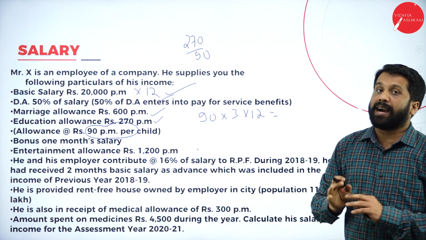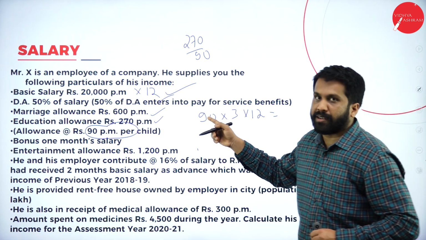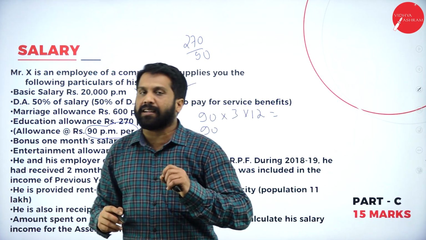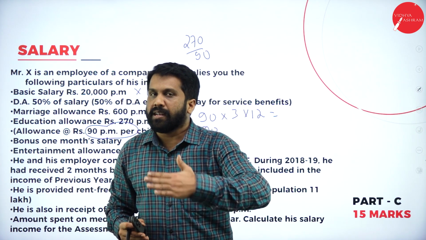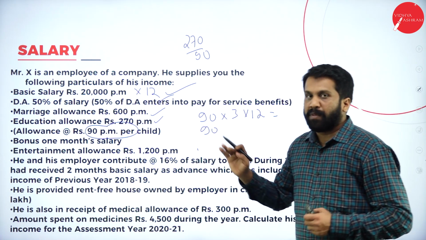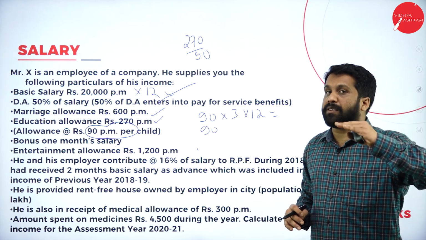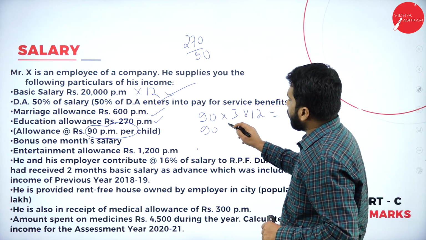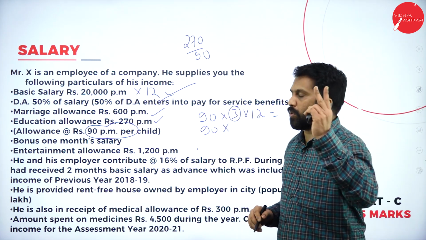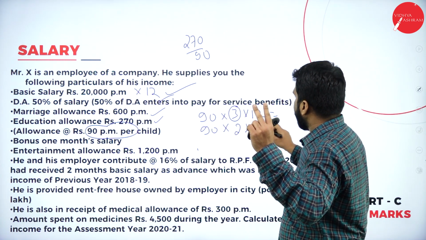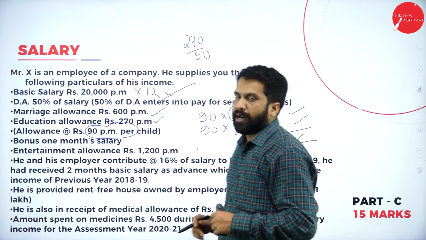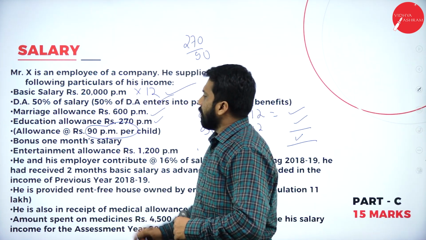What is the exemption? 100. But how much they have given here? 90. So we can restrict to 90. It is not that fixed 100 rupees. Up to 100. If the company itself has given 70 rupees, we should take 70. 100 or actual given, whichever is less. Now, 90 into, they have given for 3, but what is the exemption? Only 2 into 12. So, what is the answer you get? The minus, that will be your answer. Hope you are clear. Yes.